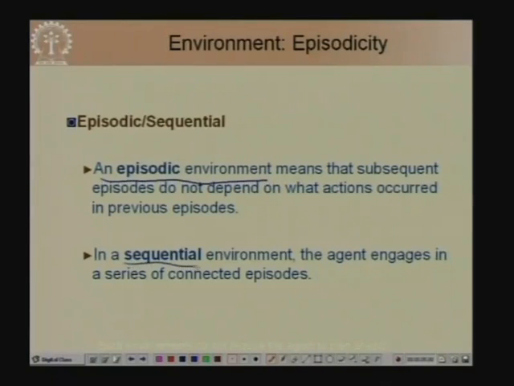In a sequential environment, on the other hand, the agent engages in a series of connected episodes. Subsequent episodes are dependent on what happened in the previous episodes. So, in this case, the agent may need to plan ahead or base its action upon what happened in the previous episodes.